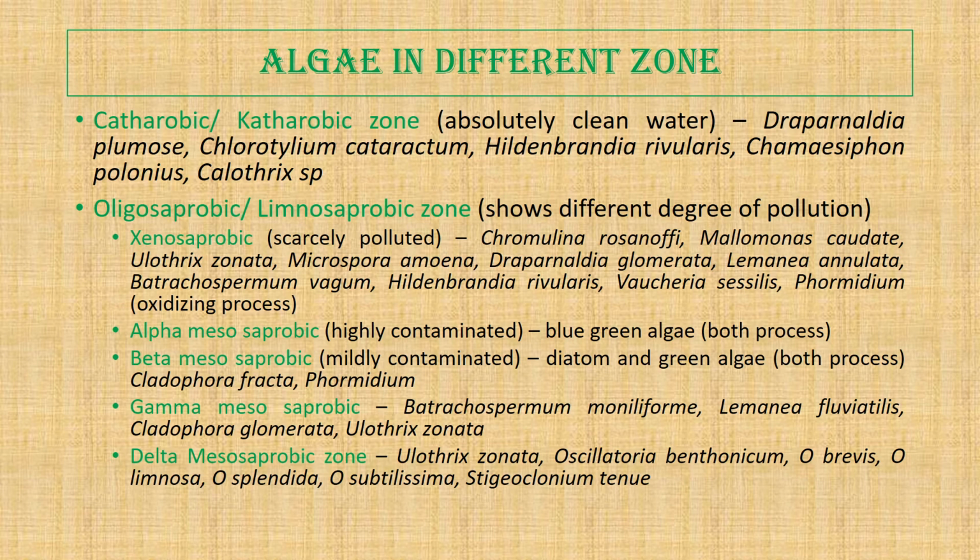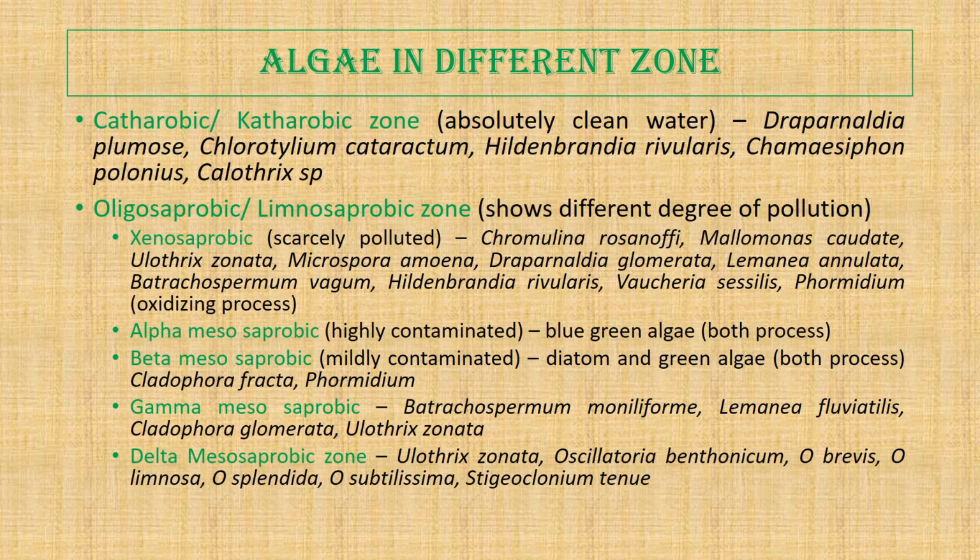Saprobic index has classified the unpolluted very clean water as catharobic zone, which includes the following algal species. Oligosaprobic region, that has very little pollution, is further subdivided into xenosaprobic pollution, and these are the algae that are associated with xenosaprobic.